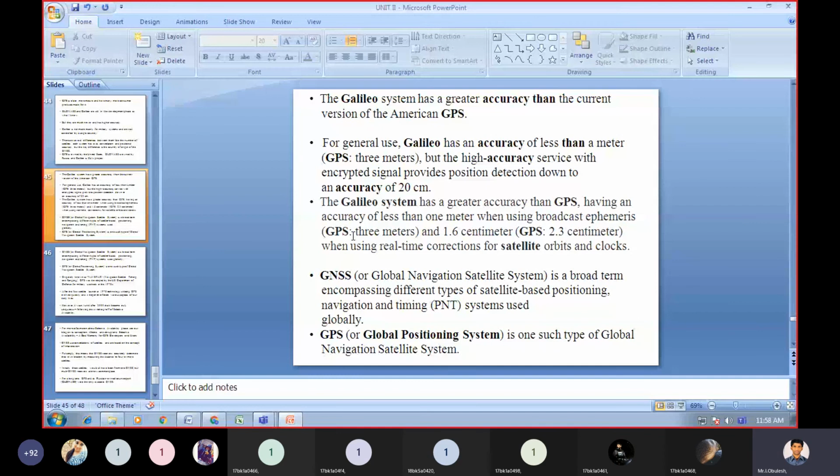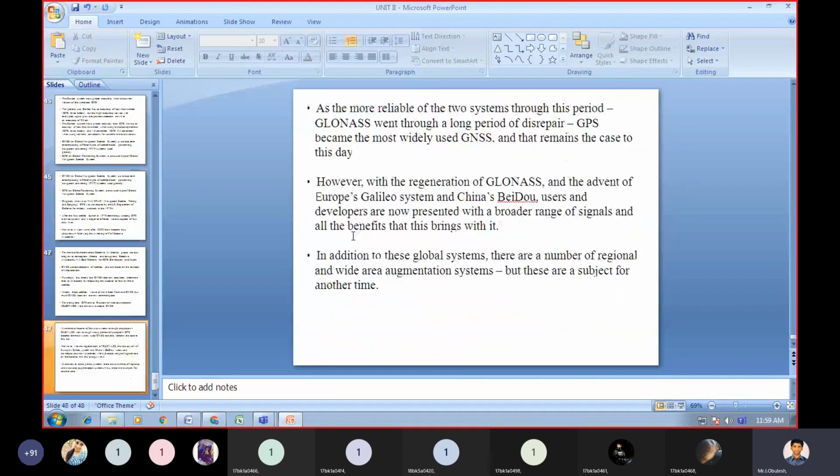The Galileo system has greater accuracy than the current version of the American GPS. For general use, Galileo has an accuracy of less than a meter, but the high accuracy service with an encrypted signal provides position detection down to an accuracy of 20 centimeters. Galileo has an accuracy of less than 1 meter when using broadcast ephemeris, and 1.6 centimeters when using real-time corrections for satellite orbits and clocks. So these are all we already discussed. Just you need to remember that. Okay.